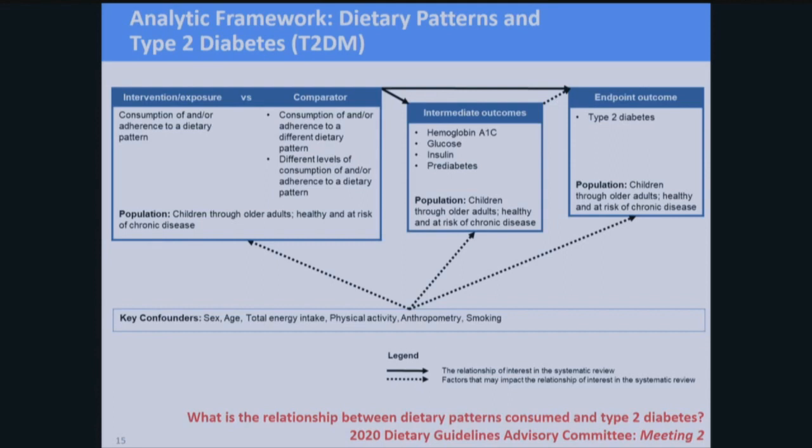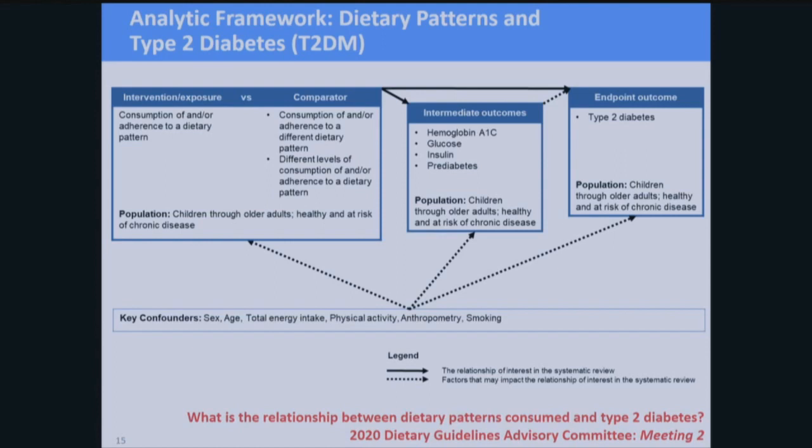Type 2 diabetes is the last analytical framework that we finished before this meeting. This illustrates the systematic review for type 2 diabetes and dietary patterns consumed. The intermediate outcomes include hemoglobin A1C, glucose, insulin, and prediabetes. The endpoint outcome is type 2 diabetes.